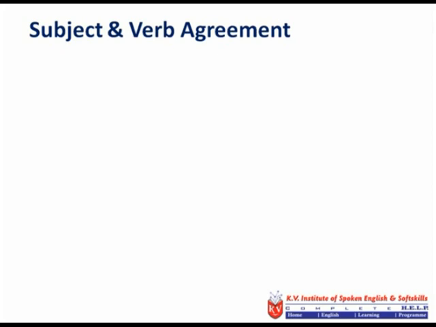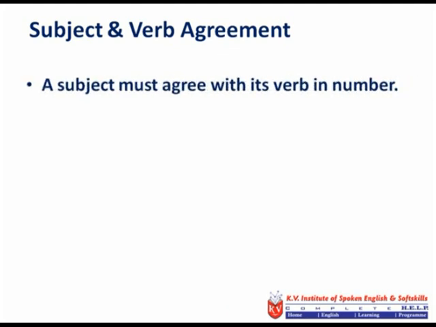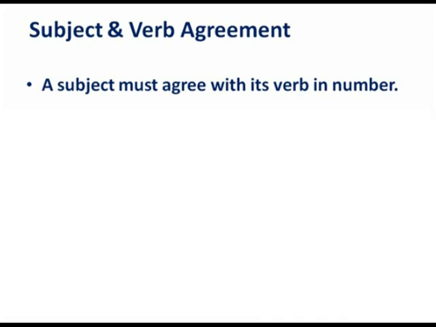The basic rule of sentence agreement is very simple. A subject must agree with its verb in number. Number means singular or plural. A singular subject is the name of a person, place, thing or idea, or a plural subject names more than one person, places, things or ideas. A singular subject must have a singular verb. The first rule of it is a subject must agree with its verb in number.